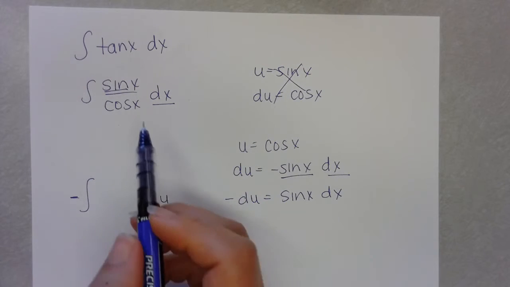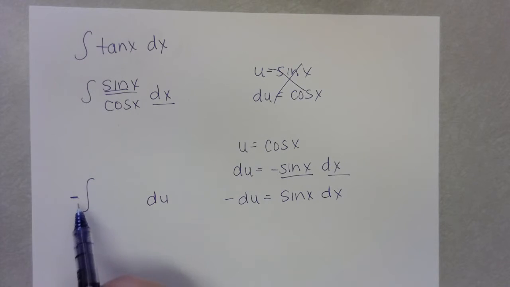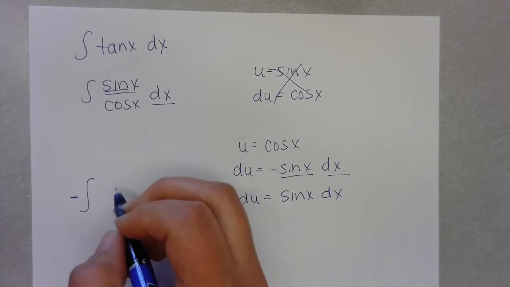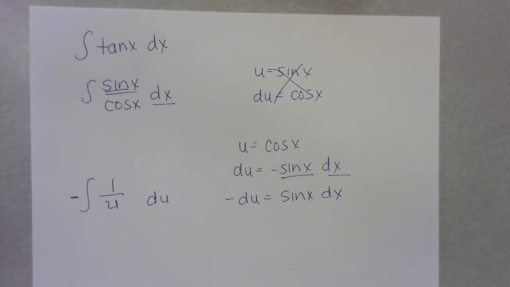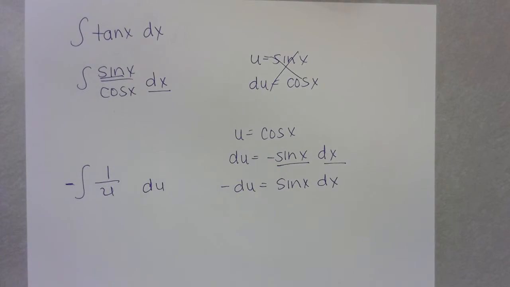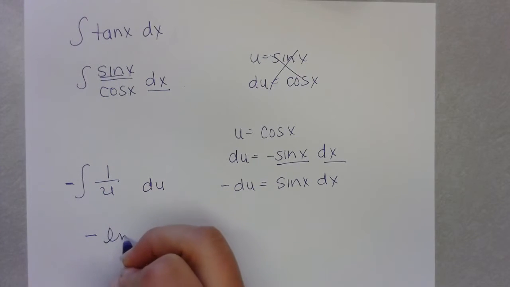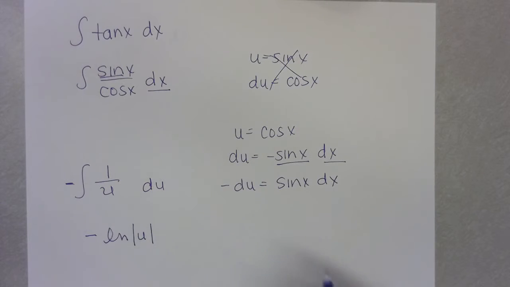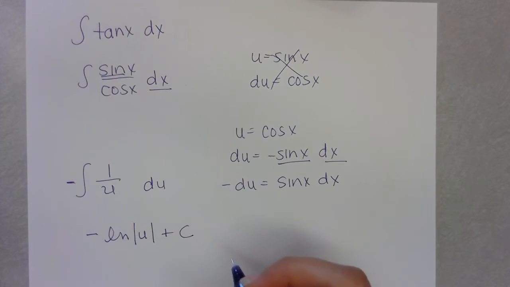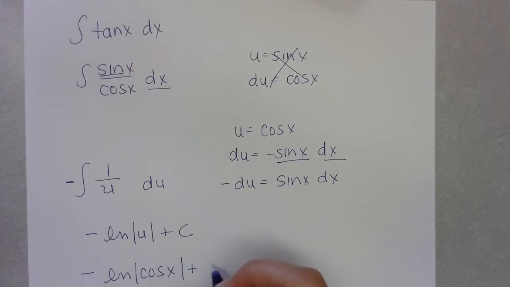And then when I rewrite this, the sine is gone because that is part of the negative du, and all I'm left with is 1 over u. So just like before, 1 over u, antiderivative is the natural log of u. So this is a negative natural log of the absolute value of u, plus c, which is also equal to negative natural log of the u, which was cosine of x, plus c.